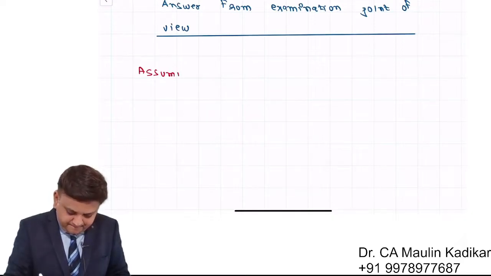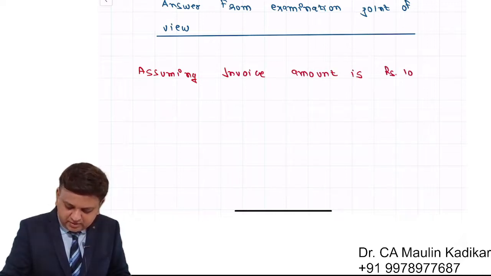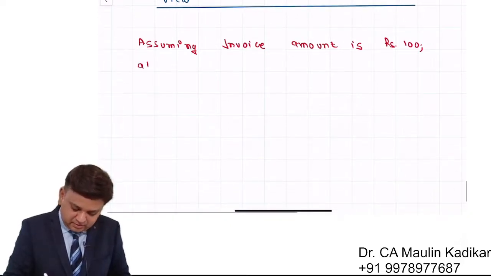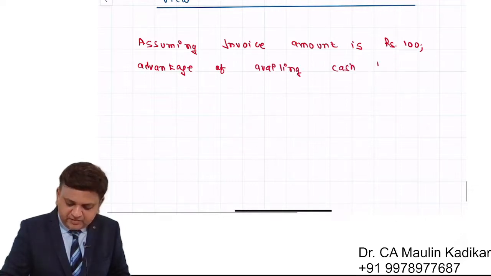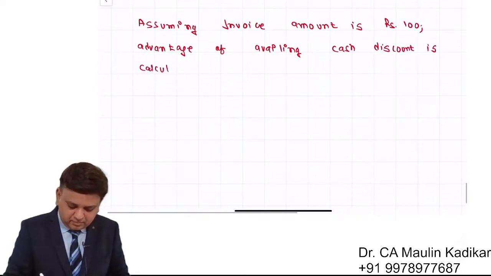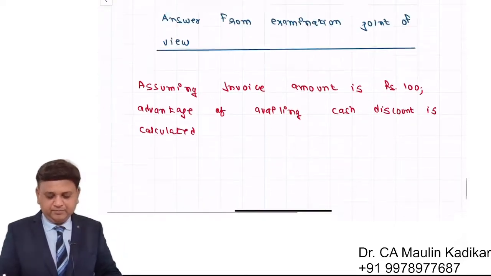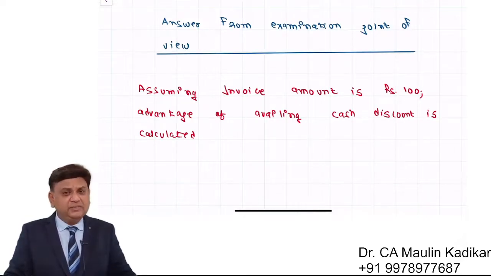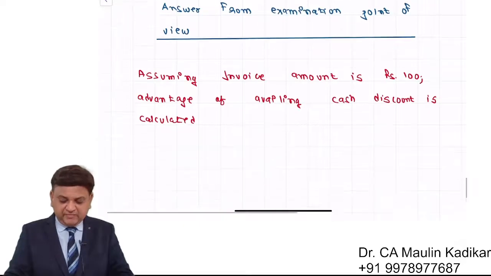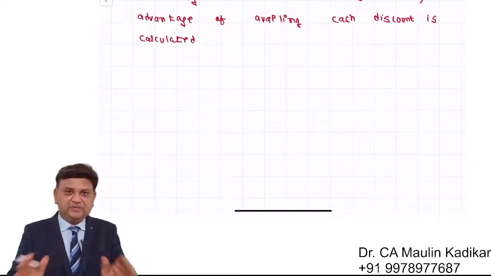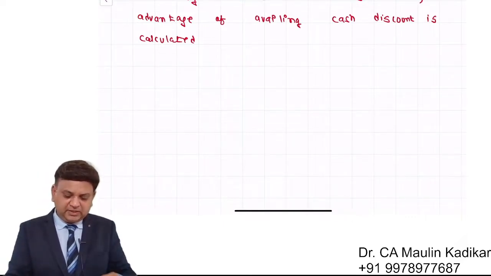Assuming invoice amount is rupees 100, comma, advantage of availing cash discount is calculated. So friends, over here we will assume that invoice amount is 100 and will compute the advantage of availing the cash discount. Everybody is requested to pay attention. Do not write anything, please.